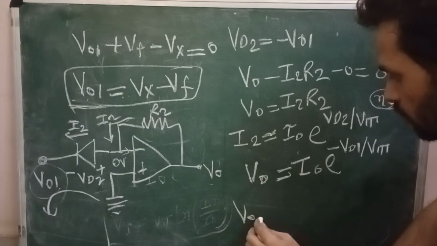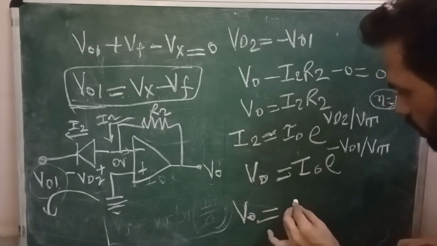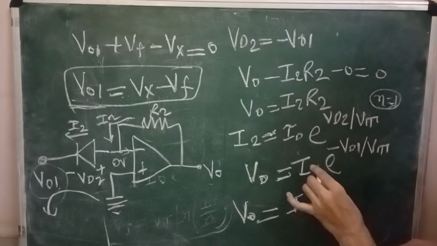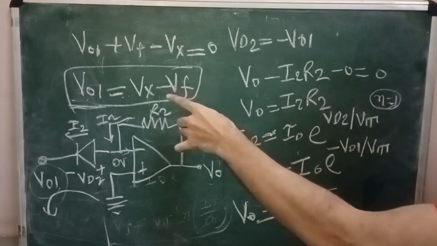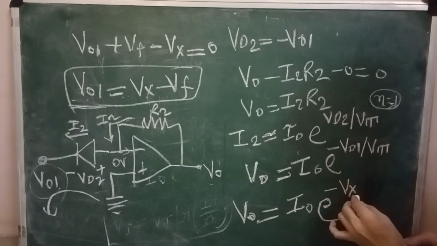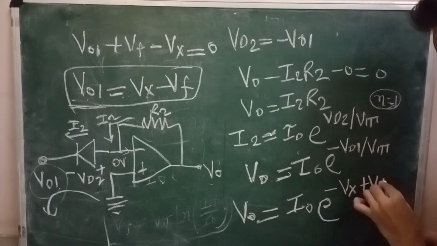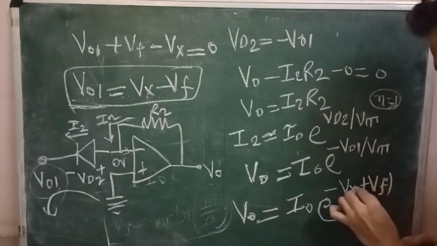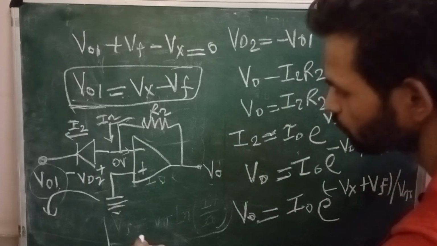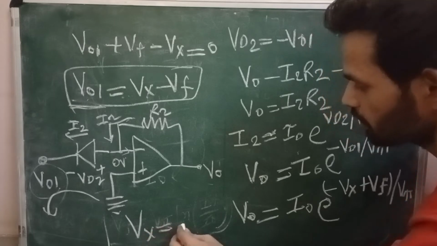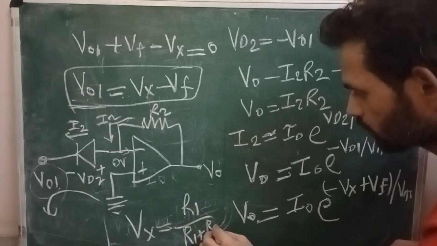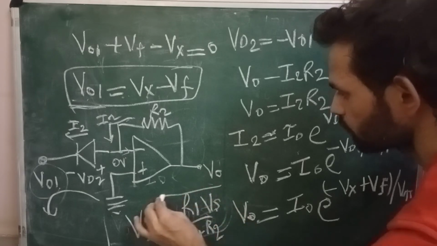So V0 is equal to how much? I0 e to the power minus V01, where V01 is equal to Vx minus Vf. This is minus Vx, so plus Vf, divided by Vt. How much did we get for Vx? Vx is nothing but R1 divided by R1 plus R2, into Vs. This is Vx.